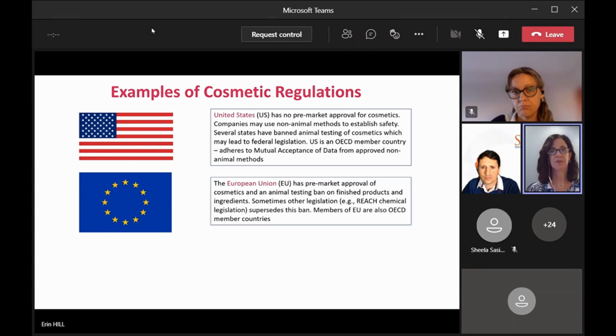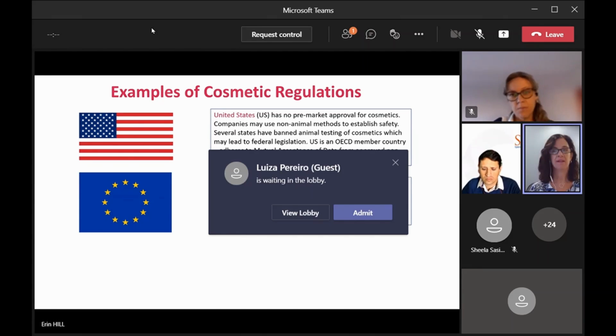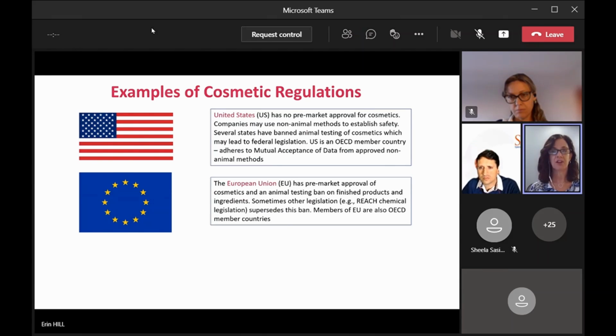And the second example that I would give is the European Union, which has pre-market approval of cosmetics. They also have an animal testing ban and actually a marketing ban of any cosmetic formulation or ingredient that has been tested on animals. What's happening in Europe right now, which is very shocking to animal protection organizations, to industry, and to organizations like mine, is that other legislations are forcing the testing of cosmetic ingredients in animals.